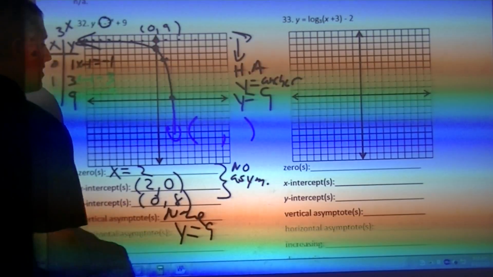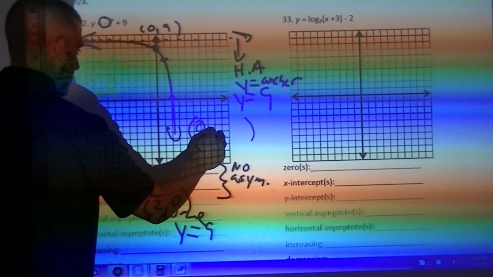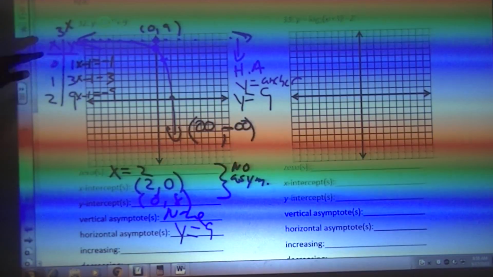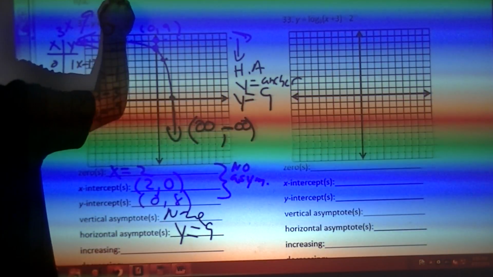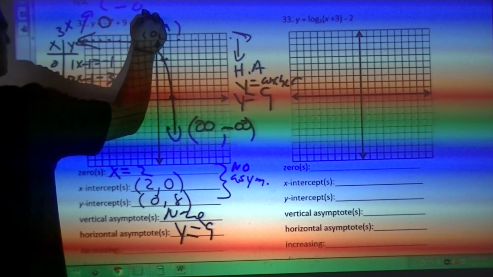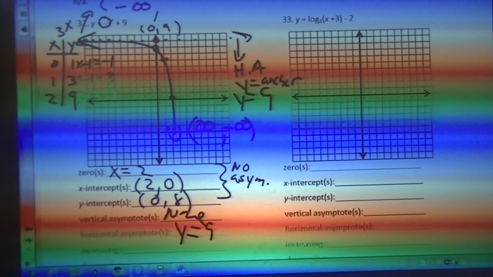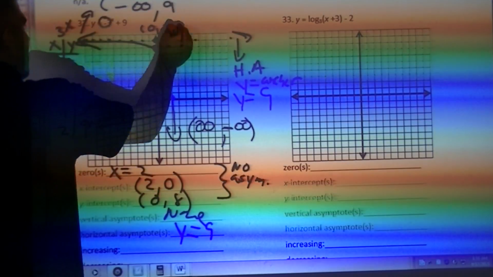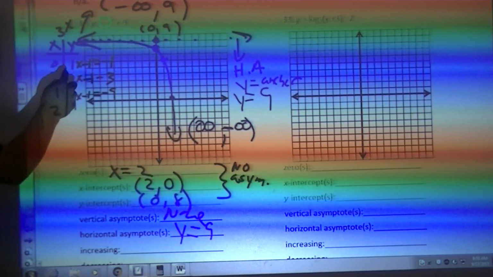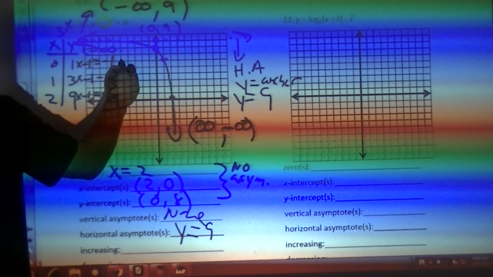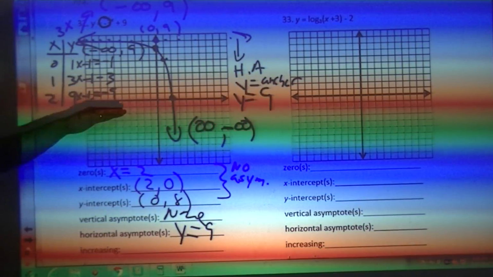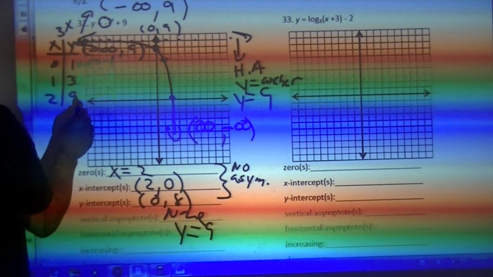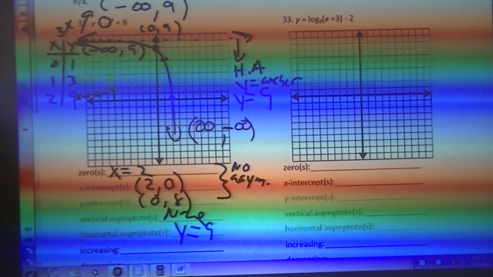This is still considered a right arrow that is going down. This is considered a left arrow, negative infinity. Now, where it levels off at 9, so this is negative infinity, 9. Where it levels out at the asymptote, this is only for asymptotes, that coordinate wouldn't be positive infinity. It's going to be 9.